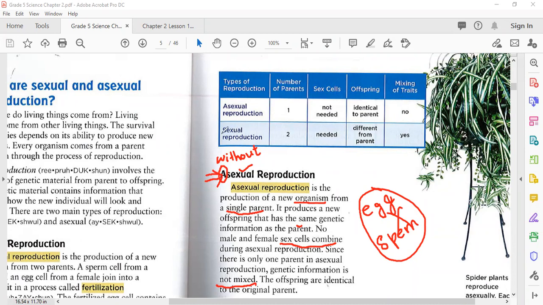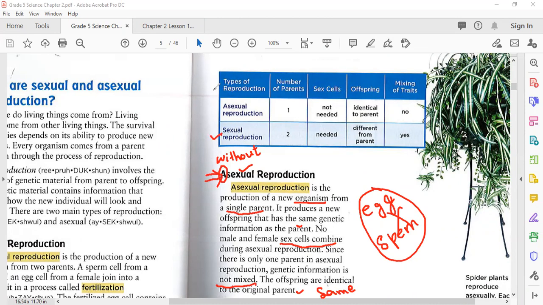Because in sexual reproduction, what happens? Egg and sperm mix together. But during asexual, there is no mixing. Understand? The offspring are identical to the original parents. It means they are similar, the same. Okay? The offspring are the same as their parents.